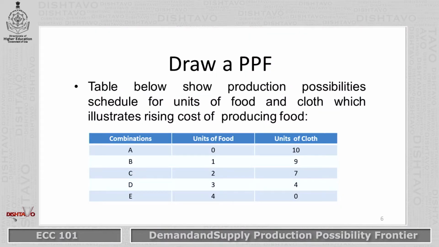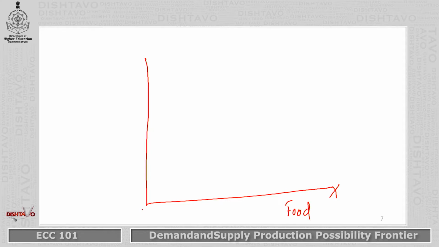Here is a table showing you combinations of goods A, B, C, D, E and the two goods which an economy can produce, food and clothing. If you look at the table schedule, we can draw the curve and see how the resources can be used judiciously to produce these two goods. Let us continue to draw. Let us draw the x and y axis. We draw food on the x axis and on the y axis we will mark cloth or clothing.